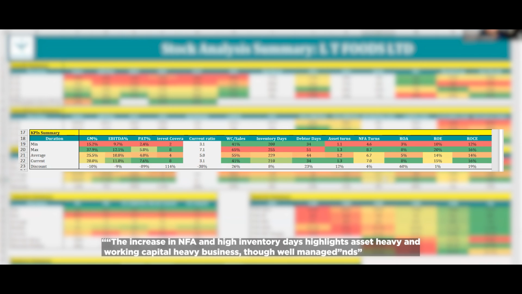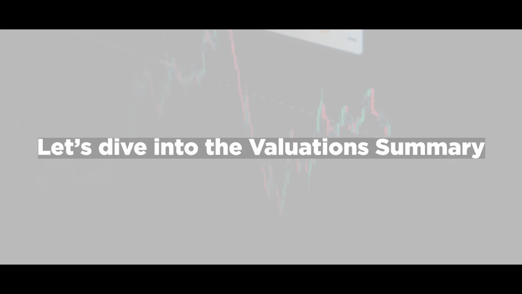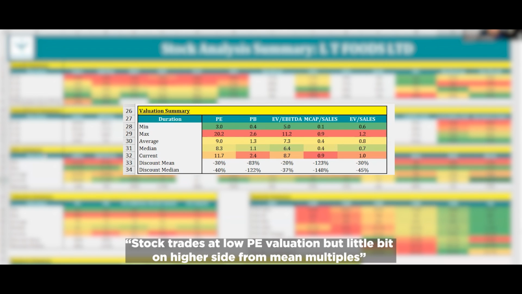How is the company in terms of churning its assets? Very good, 7 times net fixed asset turns, which is very, very healthy. The average ROE is 14%, ROCE is 14%. Not bad, decent, and the current numbers are better.